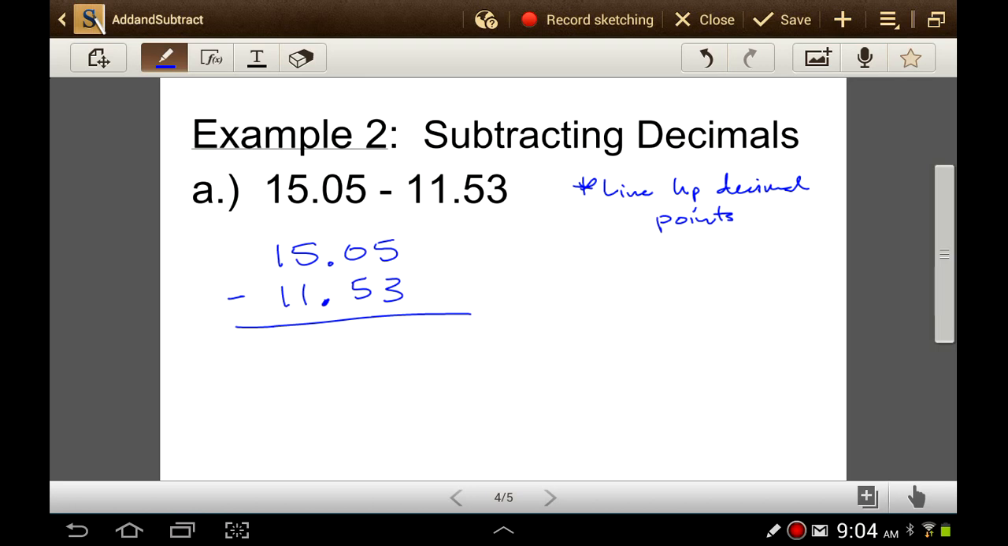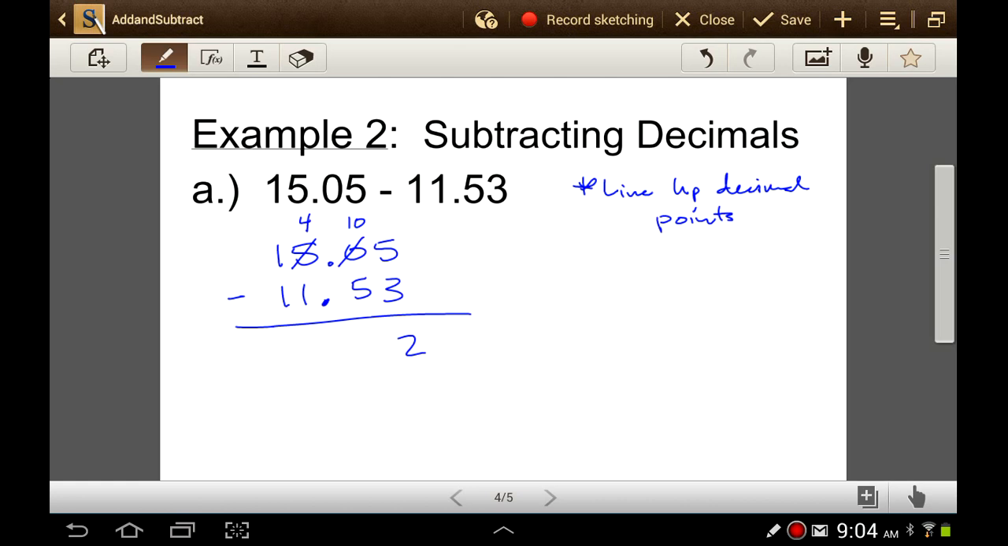5 minus 3 is 2. 0 minus 5, I cannot do that, so I have to borrow. So that becomes a 10. I'm going to regroup. That becomes 10. I have to borrow from the 5, though, from the left. I have to borrow one set from that. So I take away a set from that, and I add that set, that 10, to the tenths place there. Okay? I can borrow over the decimal point. That does not affect that.